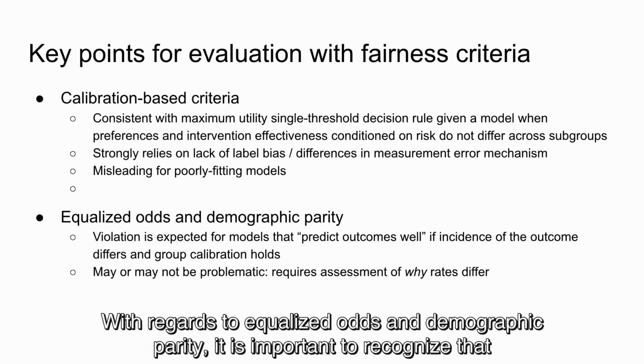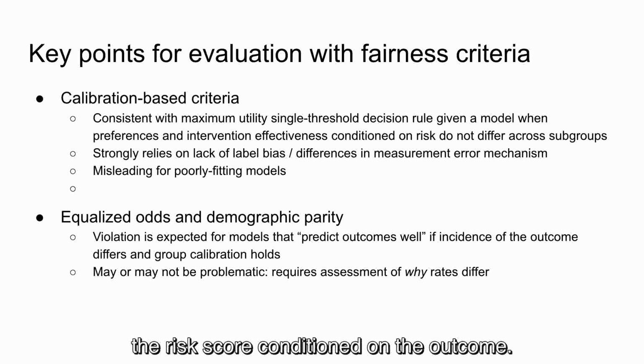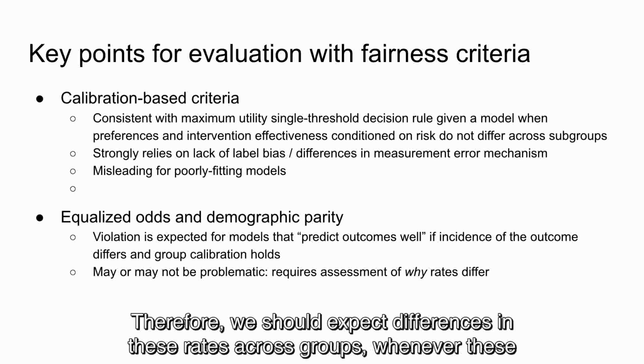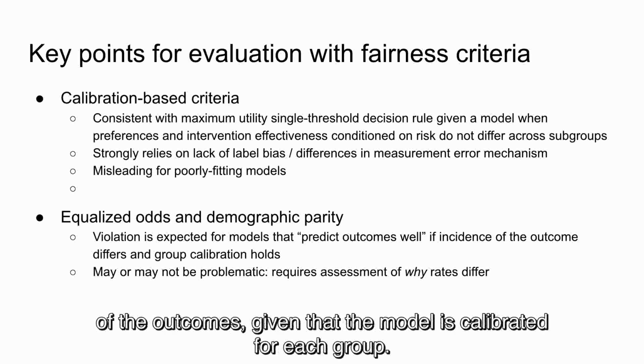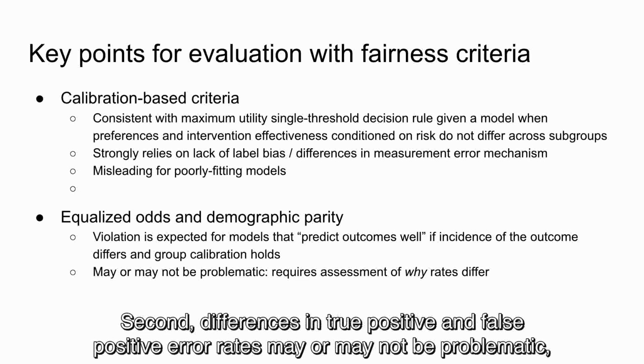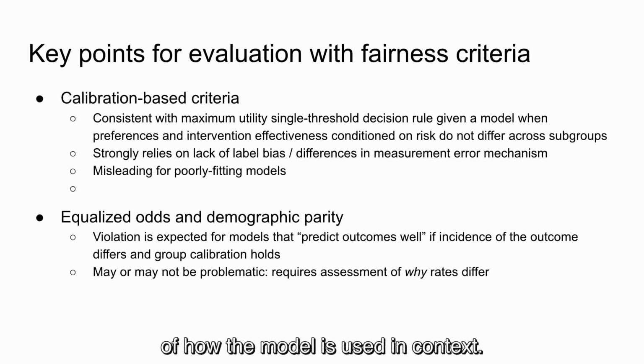With regards to equalized odds and demographic parity, it's important to recognize that the true positive rates and false positive rates are properties of the distribution of the risk score conditioned on the outcome, and therefore we should expect differences in these rates across groups whenever these distributions differ. Furthermore, these distributions tend to differ across subgroups when there are different incidences of the outcome, given that the model is calibrated for each group. Finally, differences in these rates may or may not be problematic, but knowing the difference requires assessment of why the rates differ and understanding of how the model is used in context.